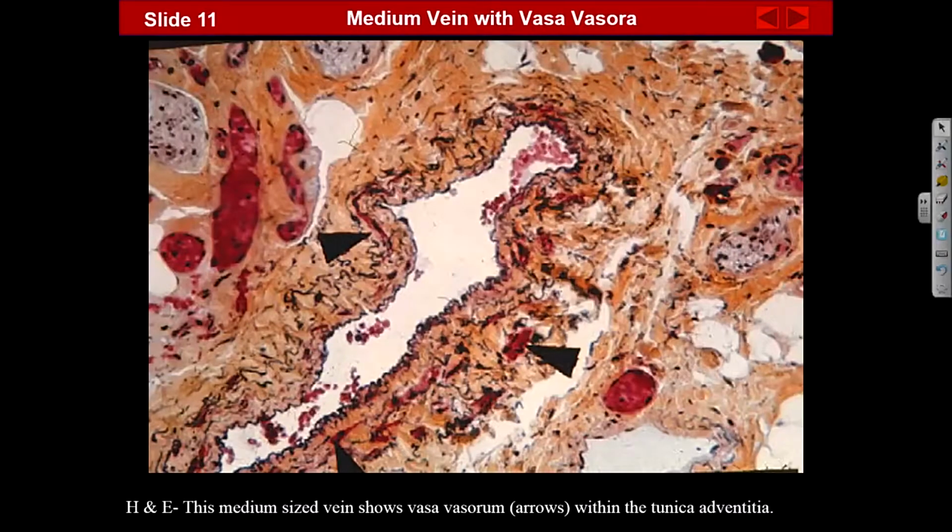Okay, so here's a vein. You can see the lumen's collapsed. We can see the internal elastic lamina. There's really no media at all in this one. It's all adventitia. And of course, we can also see the vasa vasorum, the vessels within the vessels, in the adventitia of this vein.